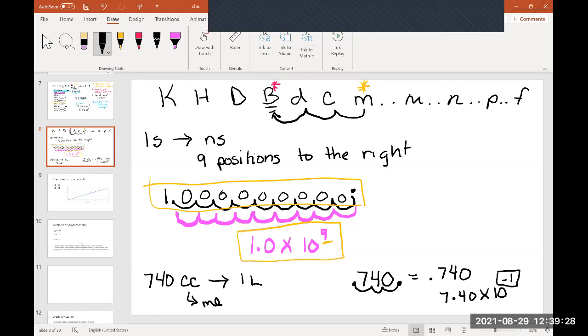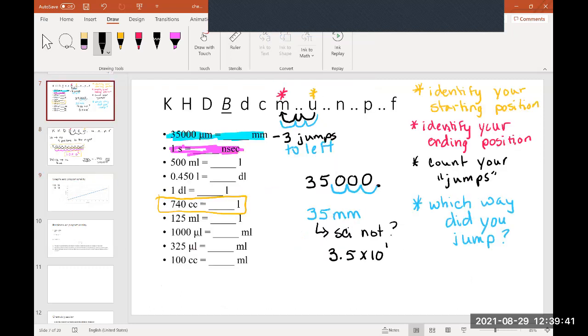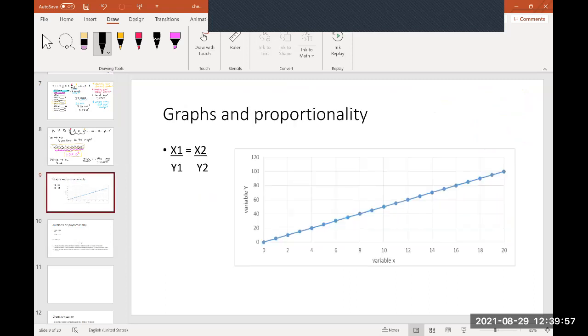Again, cc equals cubic centimeter, and a cubic centimeter would have the volume of 1 milliliter. So I'm going to move on. You have the answers to this section of your lab manual, and I think just a couple examples that I've done is good enough to get you through how to use the King-Henry slider. Let's go on to graphs and proportionality.